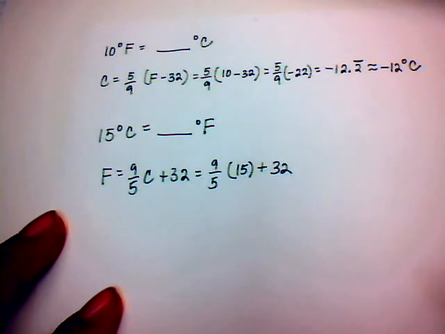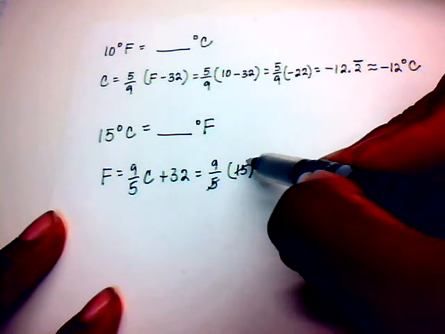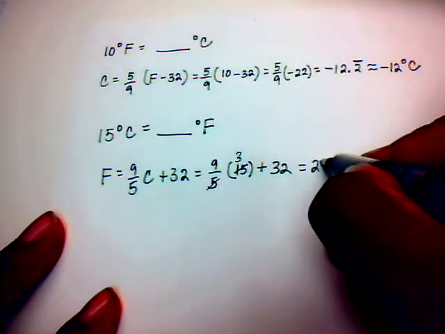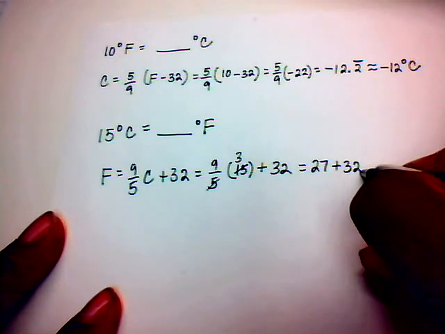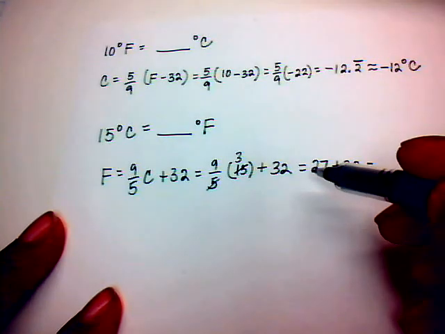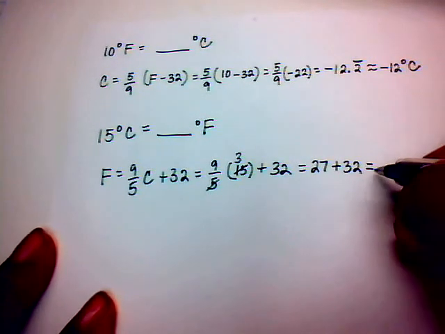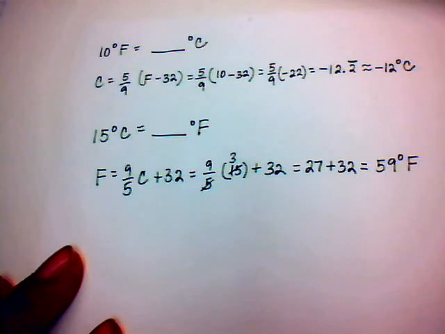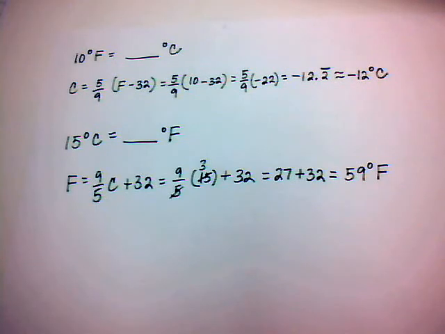Okay, 9/5 of 15 is going to be this. I can divide 5 into 15, that's going to go 3 times. 3 times 9 will be 27, plus 32. Add 32 and 27 together, you're going to get 59 degrees Fahrenheit. So 15 degrees Celsius is equivalent to 59 degrees Fahrenheit. Okay, so that's how you convert between Fahrenheit and Celsius. All right, and that will conclude this particular video on volume, mass, and temperature.